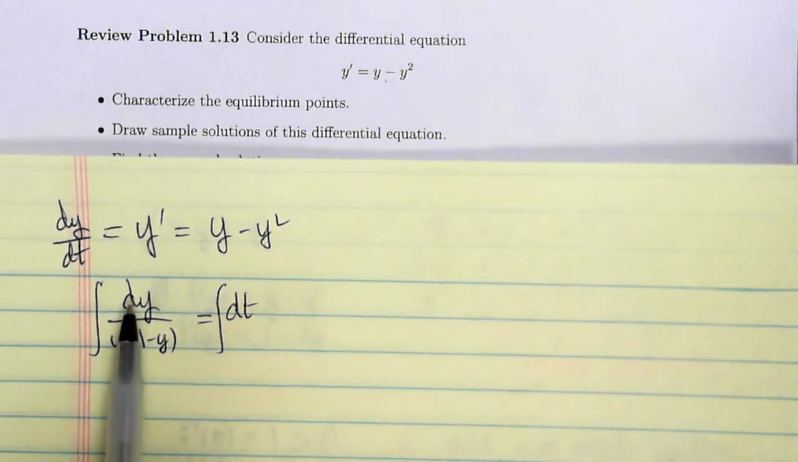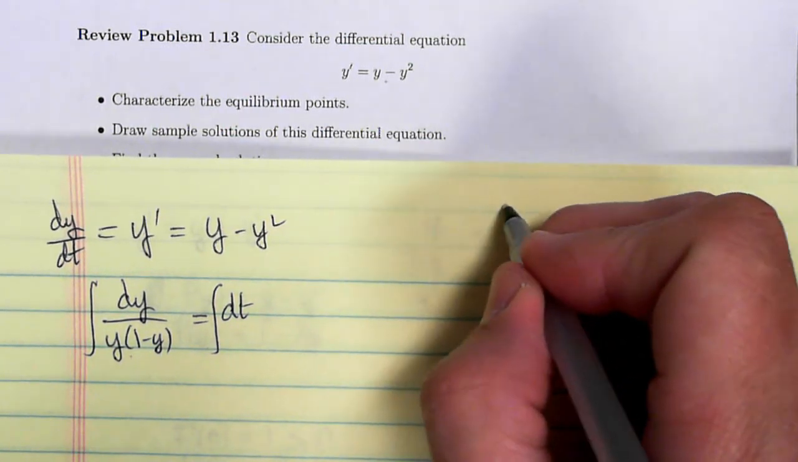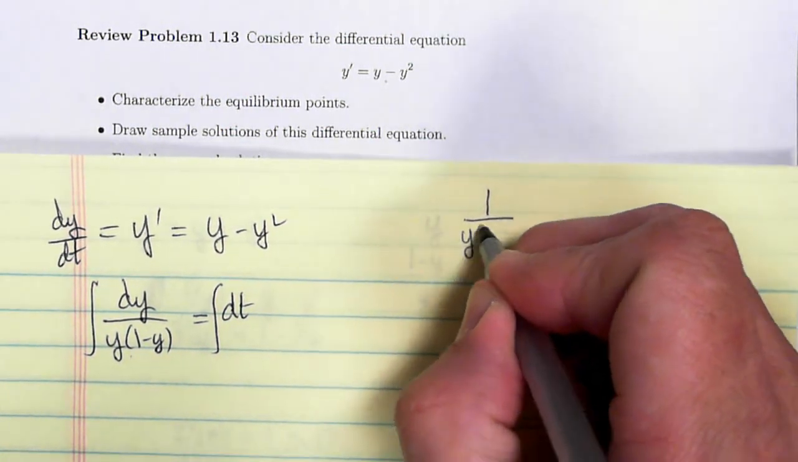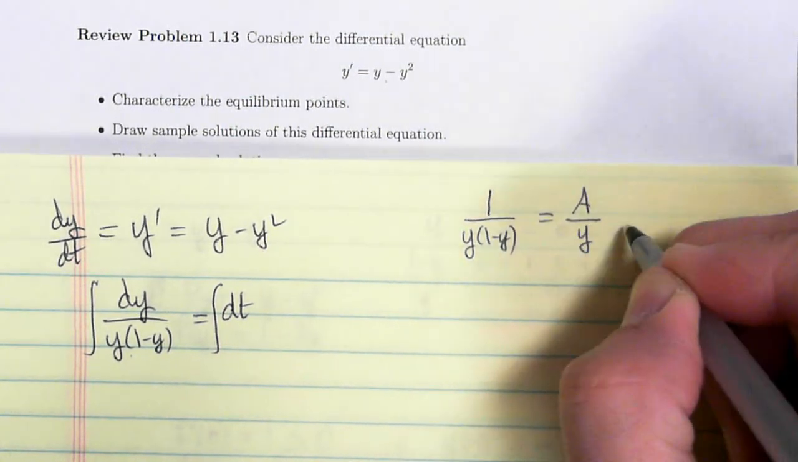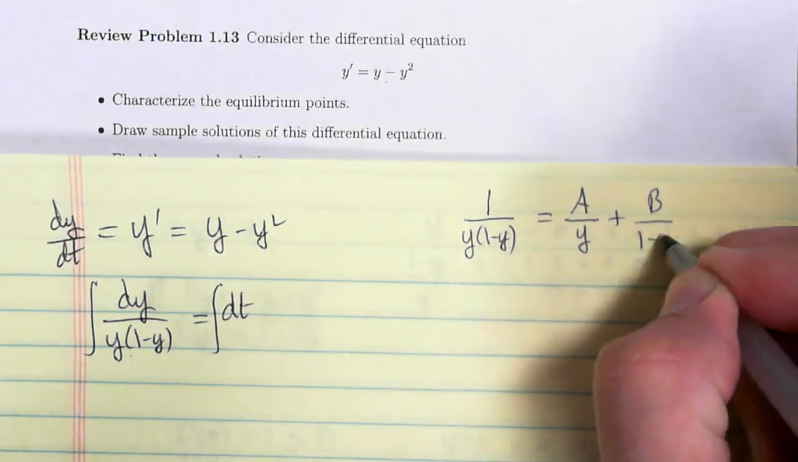Also, to do this integral, I now need to use partial fractions. So let me do a little bit of scratch work over here on the side. 1 over y times 1 minus y. The partial fraction decomposition will be a over y plus b over 1 minus y.